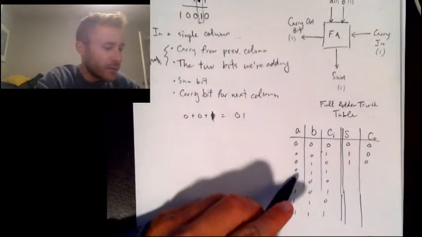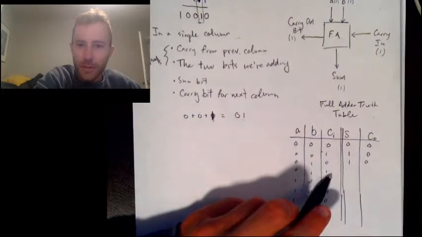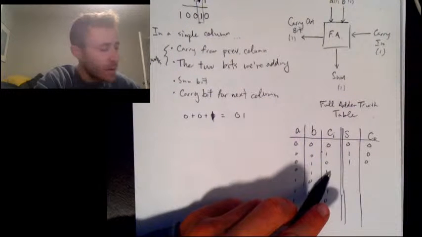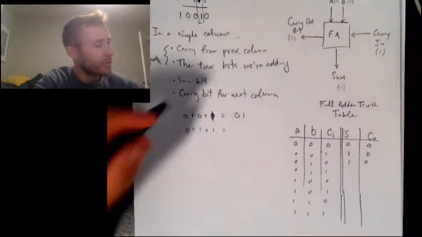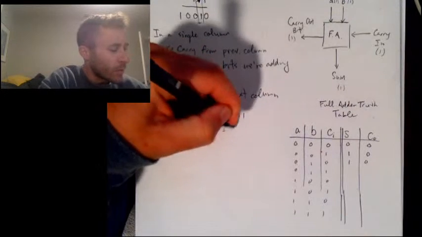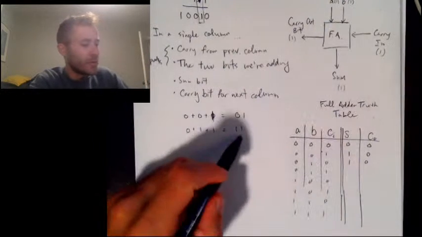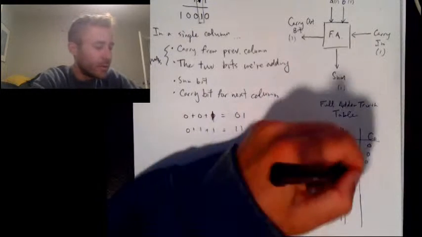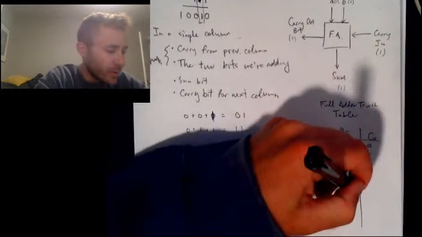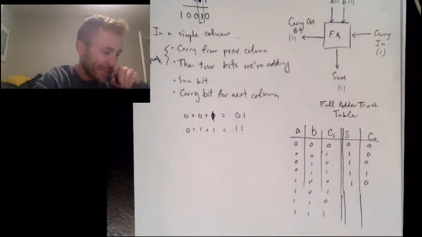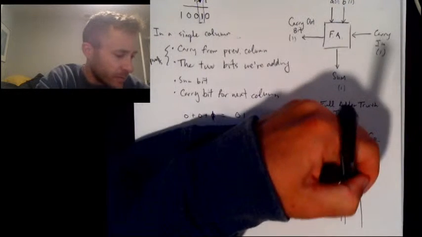If we have 0 plus 1 plus 1, that is going to be equal to 1, 1. So that means we have a sum bit of 1 and a carry bit of 1. 1, 0, 0 is going to be that. So I'm just going to fill these in.